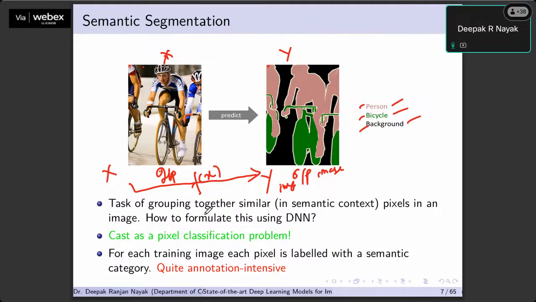If these kinds of images are not given to us, you cannot solve this problem. I'm not discussing the unsupervised techniques or semi-supervised techniques here; we'll discuss them later. I'm talking only about supervised learning based semantic segmentation, where we need X as well as its corresponding Y, which is of course a mask, or a pixel level annotated image.